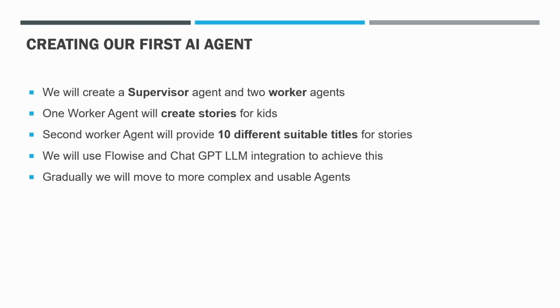We'll basically create a supervisor agent and two worker agents. This will be a basic agent. One of the worker agents will create stories for kids, and the second worker agent will provide 10 different suitable titles for stories. To do this, we will require a ChatGPT LLM integration, so we need to create an API key, which I'll show you how to do. And gradually we will move to more complex and more useful agents.